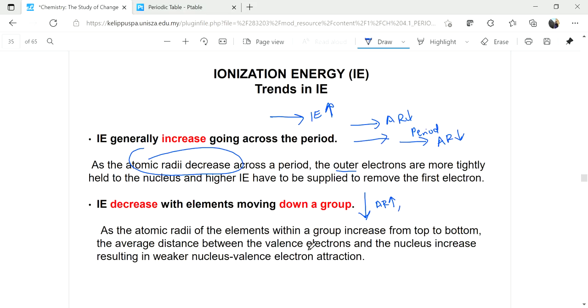The average distance between the valence electron and the nucleus increases. So the attraction of the valence electron to the nucleus decreases. The valence electron is loosely held to the nucleus, and then the ionization energy decreases, meaning that we need lower energy to remove the first electron.